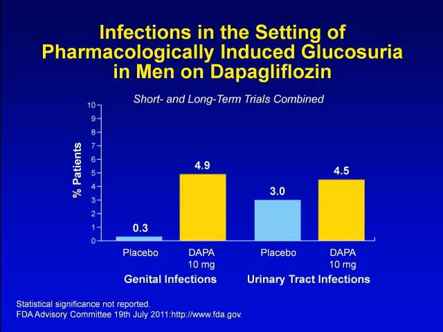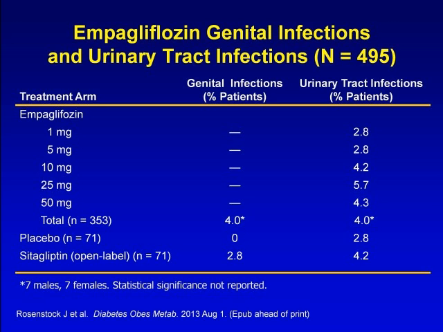In men, the rates of these infections are much lower. You see that there is virtually no increase in urinary tract infections in men, but there is still an increase in genital infections with Dapagliflozin. Similar results have been presented with Dapagliflozin, an increase compared to placebo, and certainly an increase compared to sitagliptin as well, of genital infections, but very little increase with urinary tract infections.